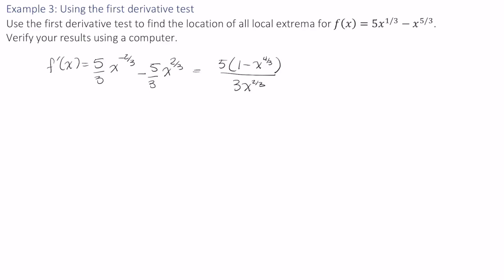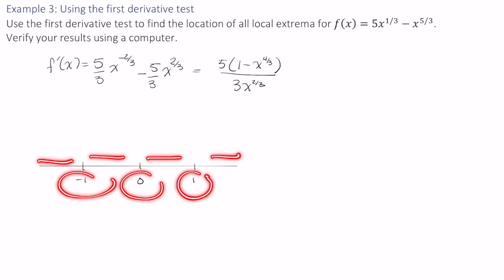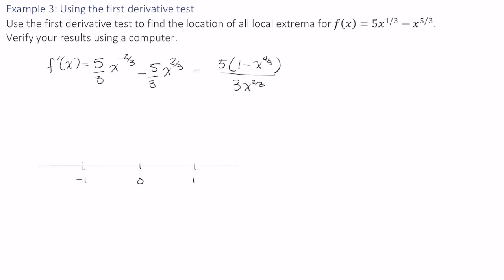Next, let's test some points. So again, I'm sketching a number line, and that divides the real number line into 1, 2, 3, 4 regions, and I used my critical values as my dividers. And the points we're going to test are x equals 2, x equals negative 2, x equals negative 1/2, and x equals 1/2.